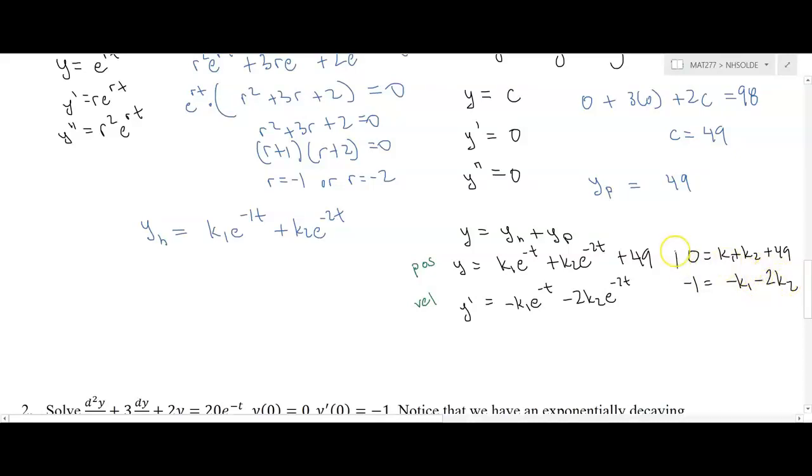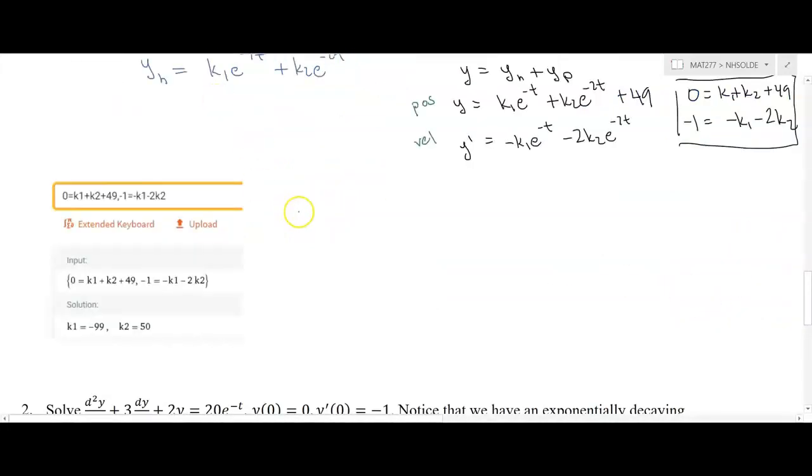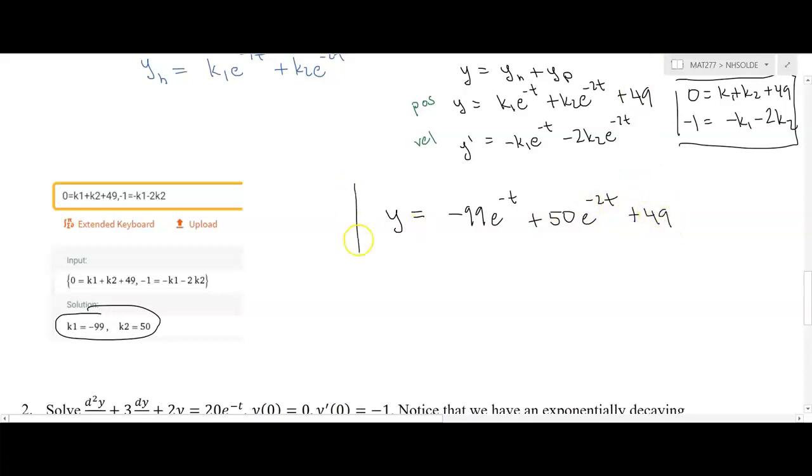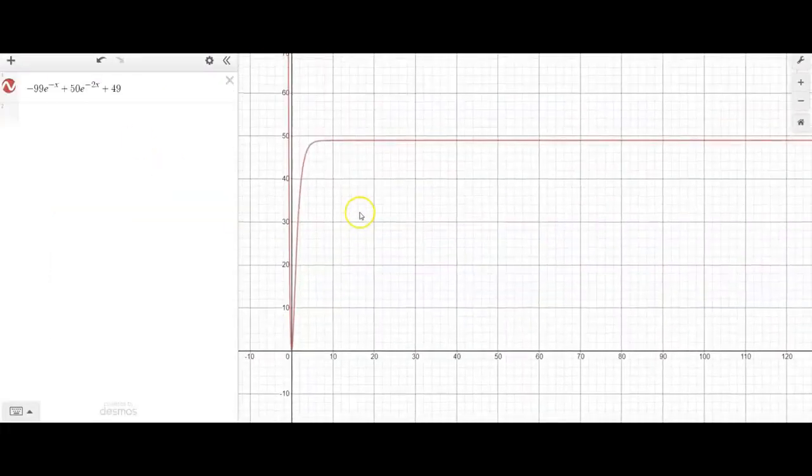And we'll use Wolfram Alpha to solve this and see what we come up with. And so when we insert this into Wolfram Alpha, we get k1 equals negative 99, k2 equals 50. So we're now prepared to write our final solution, which is y equals negative 99 e to the negative t plus 50, which is k2, e to the negative 2t, plus 49. Now we want to see how this thing behaves, so let's go ahead and graph it. And we get something pretty interesting here.